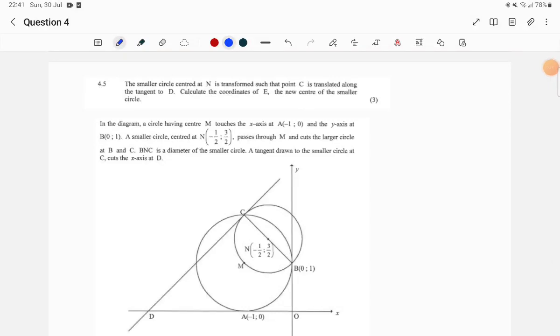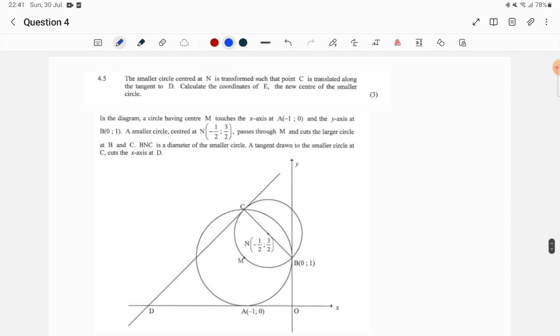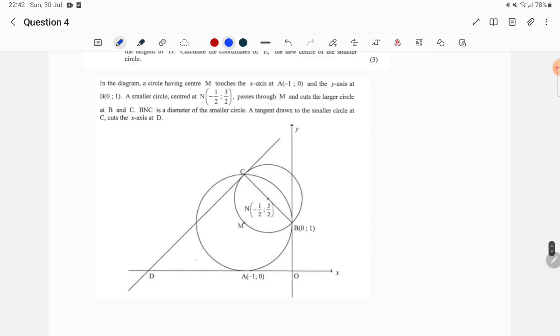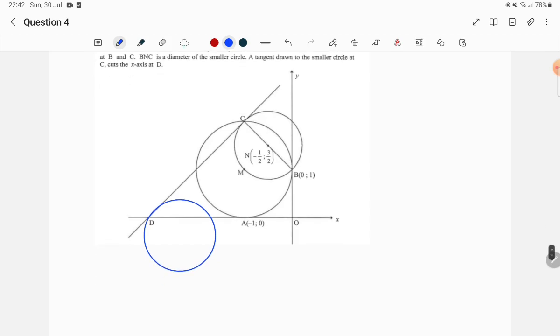Question 4.5. A smaller circle centered at N is transformed such that point C is translated along the tangent to D. Calculate the coordinates of E, the new center of the smaller circle. So ideally our circle would look something like this, where our tangent is only at D, and we would have a new center E, and that's what we need to figure out.